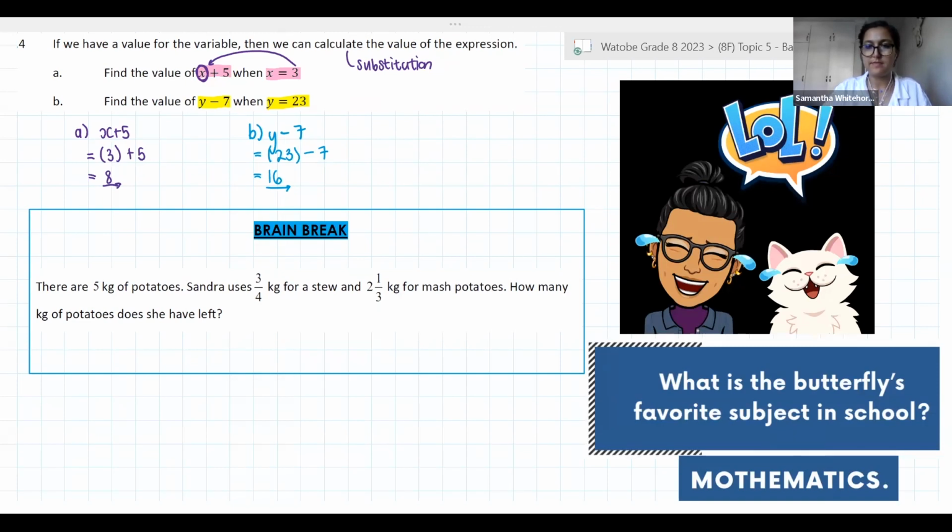Spicy, spicy, spicy. Let's go, my people. Let's go. We can do this. I'll let you know when you get it correct. So how many kilograms of potatoes does she have left?